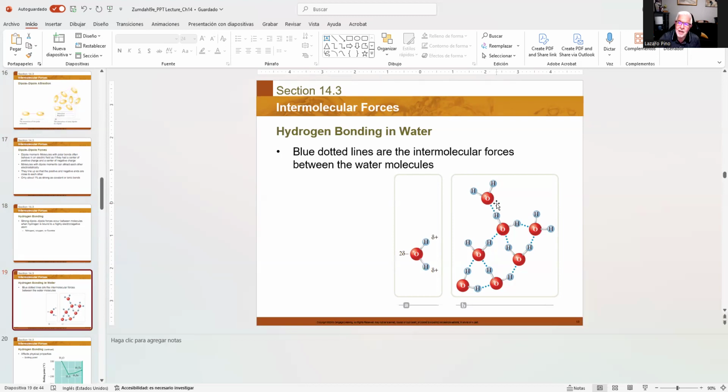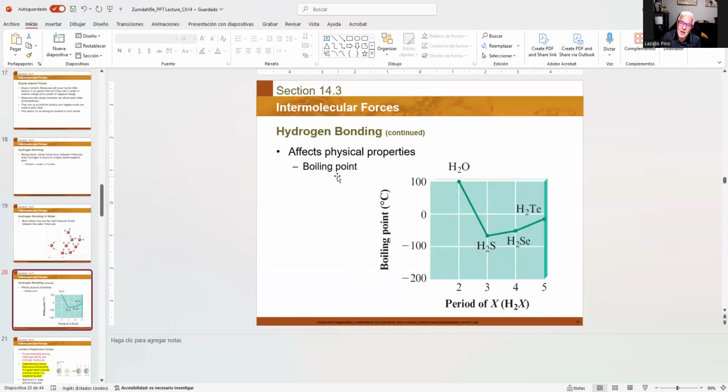Here you can see that the hydrogen has a partial positive charge, while the oxygen is more electronegative. Then there is an interaction between the positive part of one molecule and the negative part of the other molecule. That's what we call hydrogen bonds, and it only happens when hydrogen is attached to oxygen, nitrogen, or fluorine.